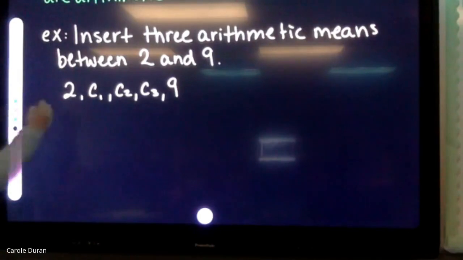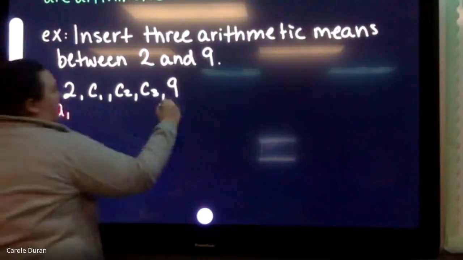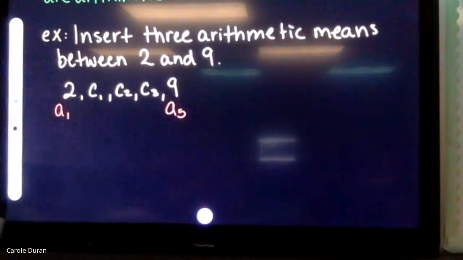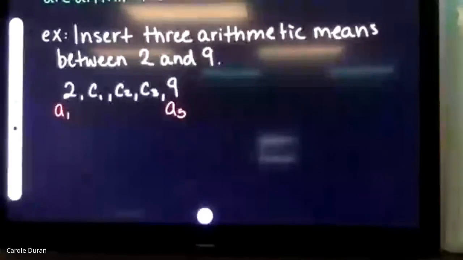If this is my sequence, then A1 is 2, and my 5th term is 9, which means I'm technically finding terms 2, 3, and 4, which means that this is just an arithmetic sequence that I can use all of the things I learned yesterday with. So working backwards, I'm actually going to use our nth term formula to solve for my common difference D.